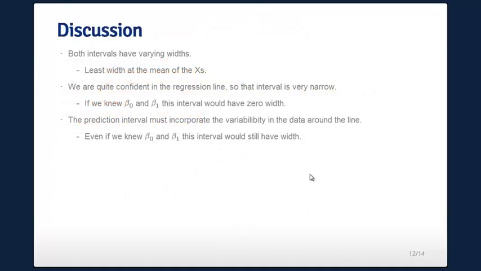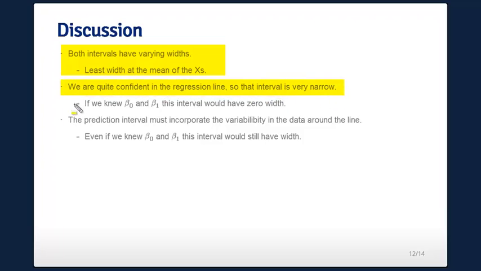Okay, so just to discuss these points on the slides. Both intervals have varying widths depending on how close to the center of the data you are, relative to the variability of the x's. In our specific case, we're quite confident in the regression line, so that interval is very narrow.